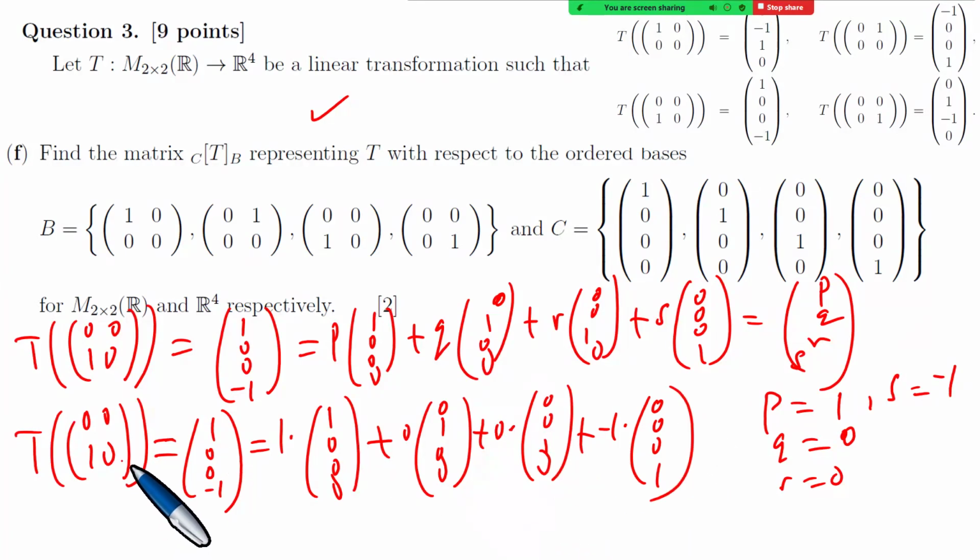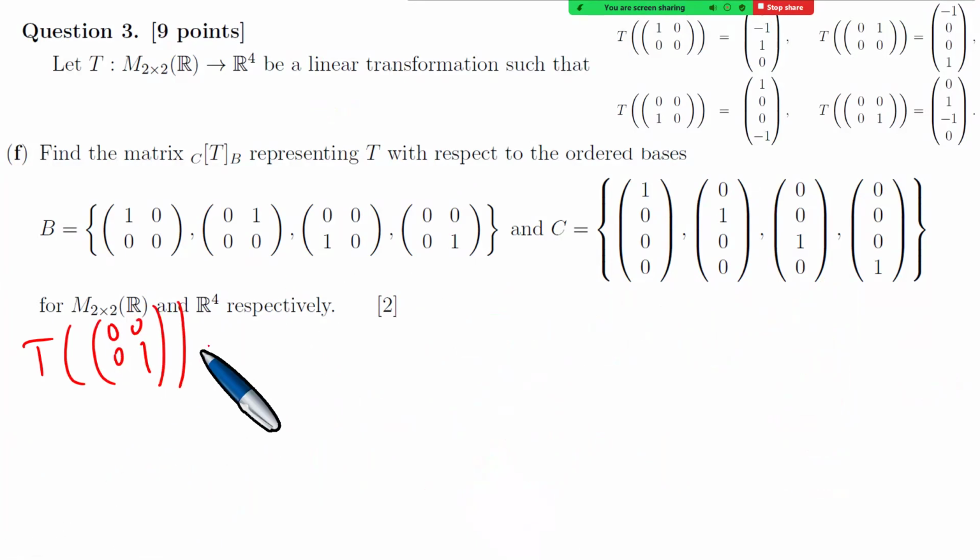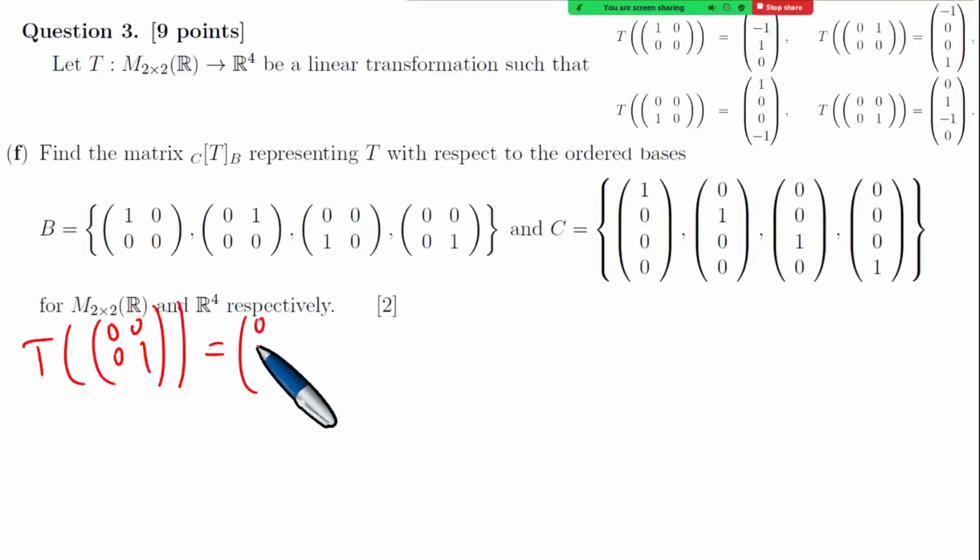Okay, now let us do something more. Let's do the last one, then we're done. I'm going to mention why we're doing these things. 0, 0, 0, 1. What is the image of this 0, 0, 0, 1? It's this one here. So they gave us 0, 1, minus 1, 0.